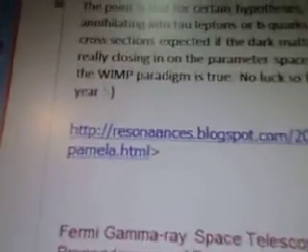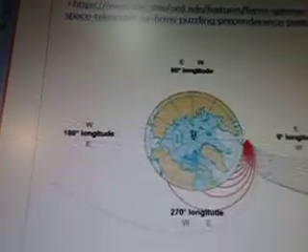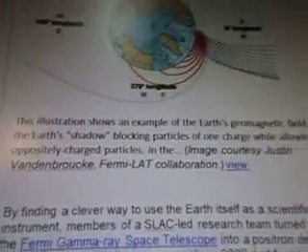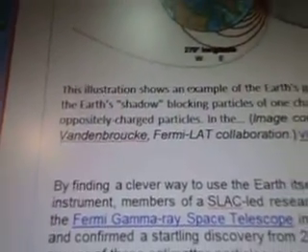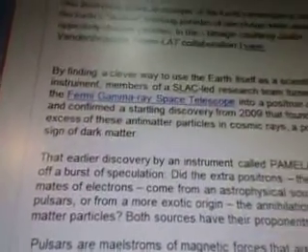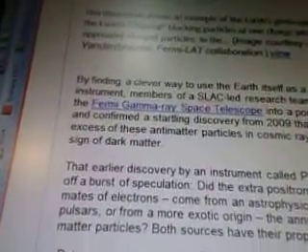So that's resonances.blogspot.com: Fermi Gamma Ray Space Telescope confirms puzzling preponderance of positrons. So there's a graph there. This illustration shows an example of the Earth's geomagnetic field and the Earth's shadow blocking particles of one charge while allowing oppositely charged particles. By finding a clever way to use the Earth itself as a scientific instrument, members of a SLAC-led research team turned the Fermi Gamma Ray Space Telescope into a positron detector and confirmed a startling discovery from 2009 that found an excess of these antimatter particles in cosmic rays as a possible sign of dark matter.